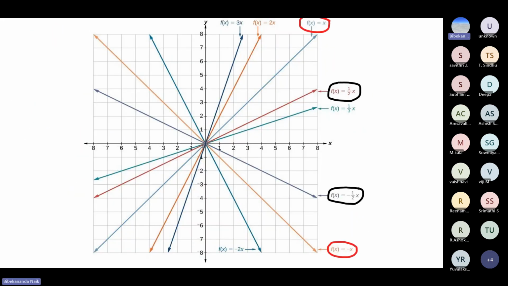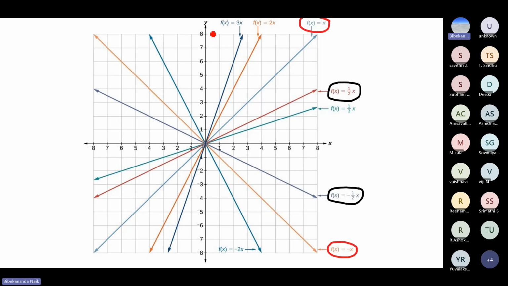Now let's take a simple example. In this figure, you can see there are a number of graphs drawn in different colors. As you can see here, the graphs have different slopes. After a few minutes, we will see when they have different intercepts.